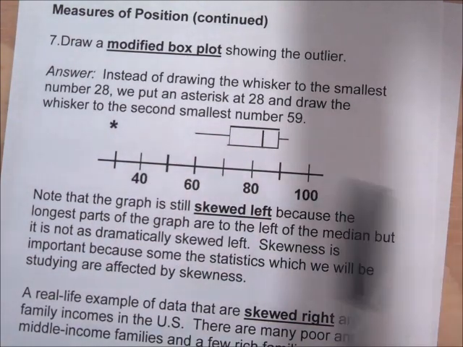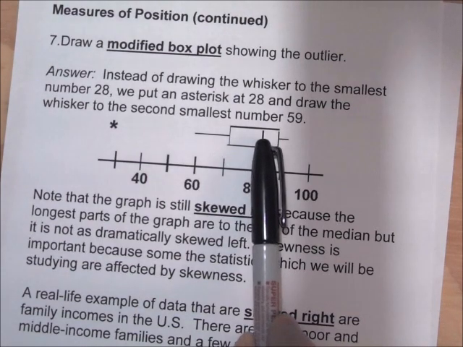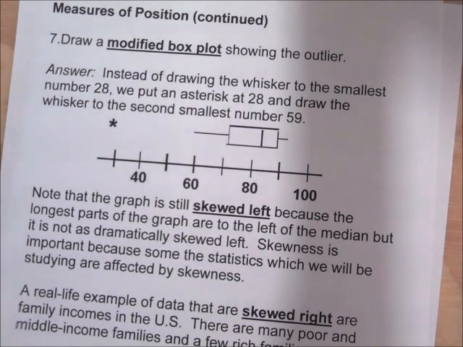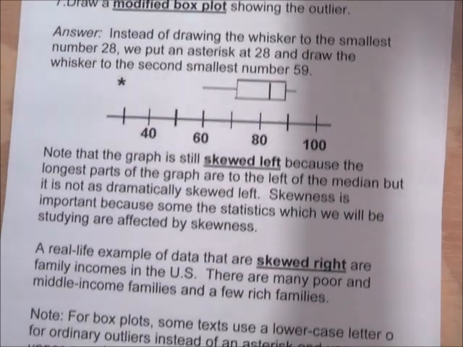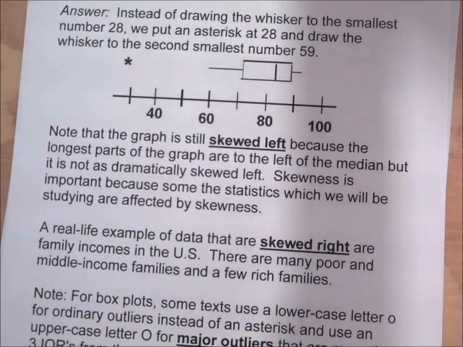If you looked at where the median is, there's still a lot more on the left than there is on the right. So it's still skewed left, but it's not as skewed. Doesn't look as skewed as it did before. Anyway, that's the modified box plot.